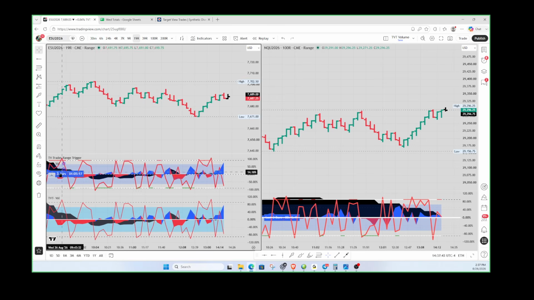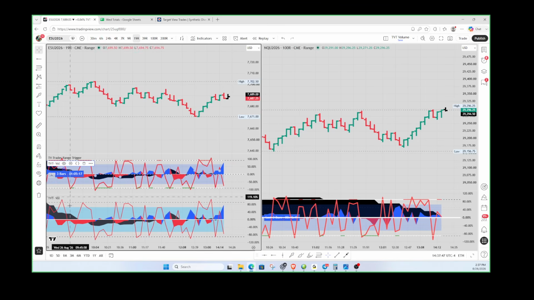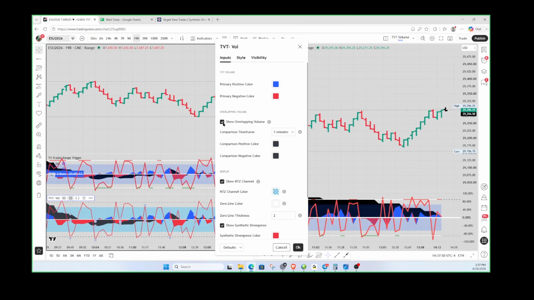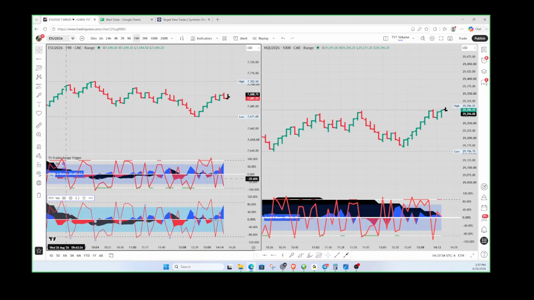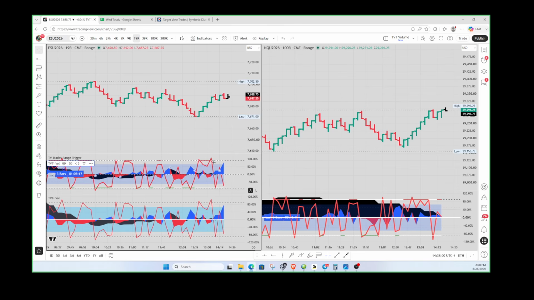Okay, so it matches that one perfectly, because this one right here says 3 minutes. Okay, so on this one, see all the stuff you have to set in here. It's all preset for you, but before, it was just this stuff right here. When you go to the TVT volume, you go to properties on the input side.